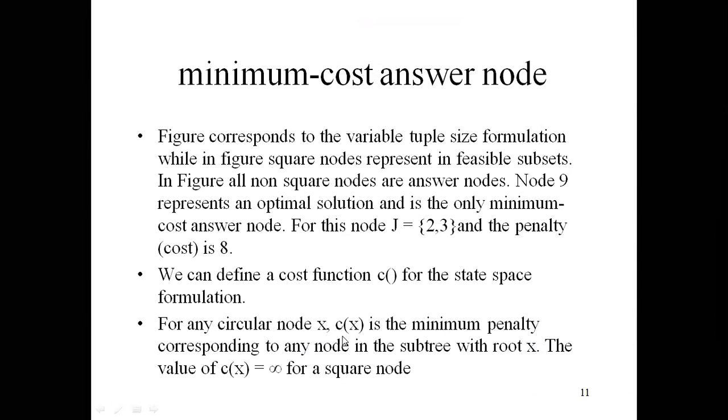For any circular node x, C of x is the minimum penalty corresponding to any node in the subtree with root x. The value of C of x is equal to infinity for a square node. In the figure, when you observe the square nodes, C of x is the cost with minimum penalty. That is a cost function. So the cost function is infinity for a square node, meaning these are infeasible and will not reach the solution.